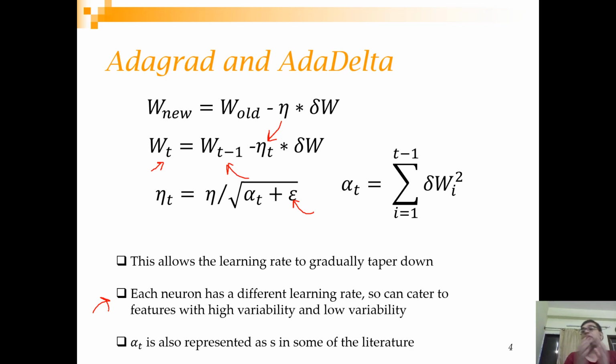Sometimes you also call these kinds of features dense features and sparse features. And by this algorithm, while the learning rate for dense features or highly varying features comes down well, for the features which have very low variance, the learning rate doesn't come down that quickly, right? So they still continue to learn in a significant manner. And just for your notation, this alpha t is often represented by s in some of the literature.